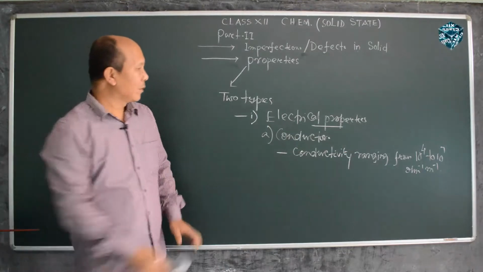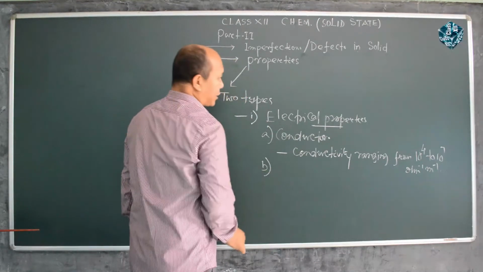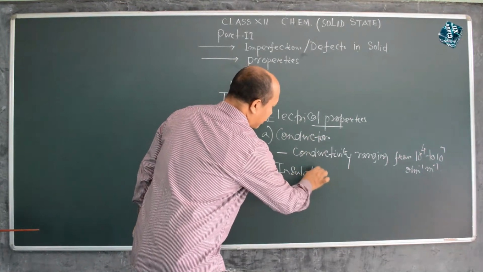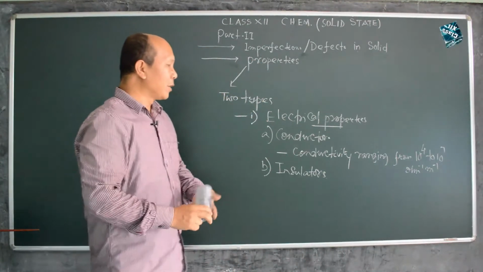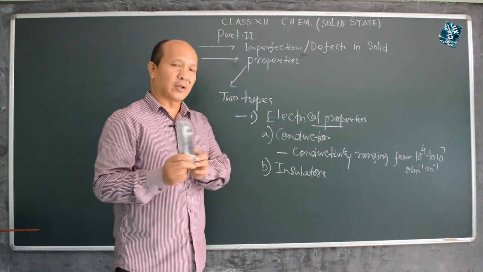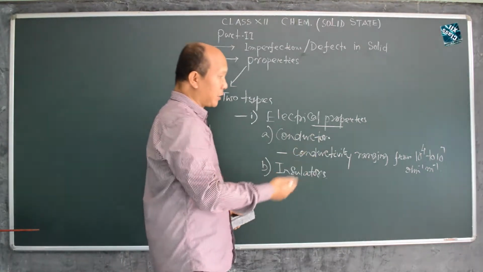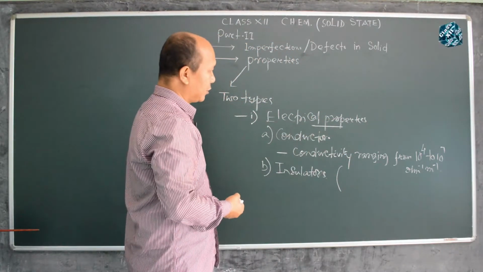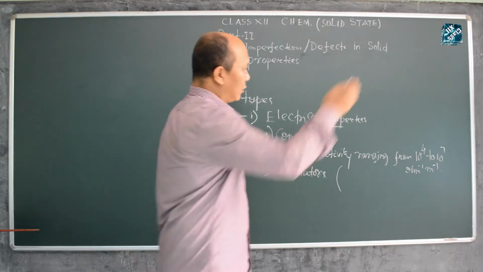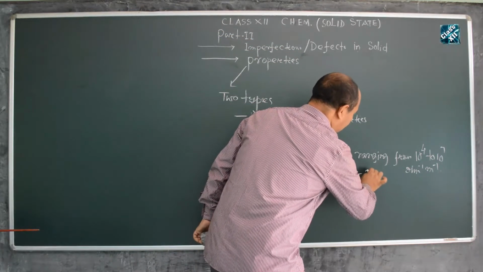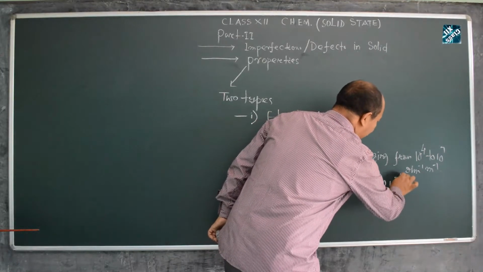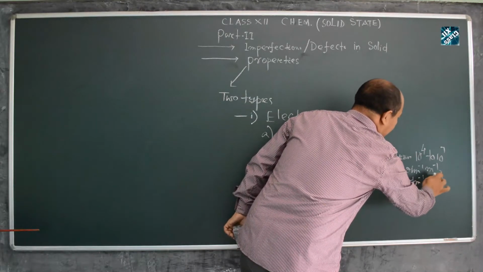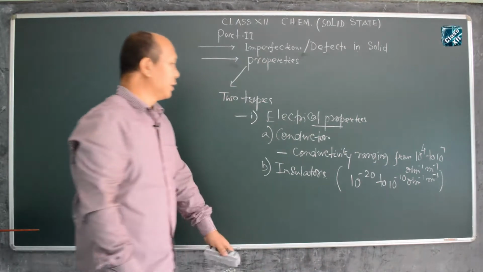Then the second type of solid is the insulator. Insulator means a substance that does not conduct current. A simple example is a duster. Its conductivity is ranging from 10^-20 to 10^-10 ohm inverse meter inverse. That type of substance is simply an insulator.